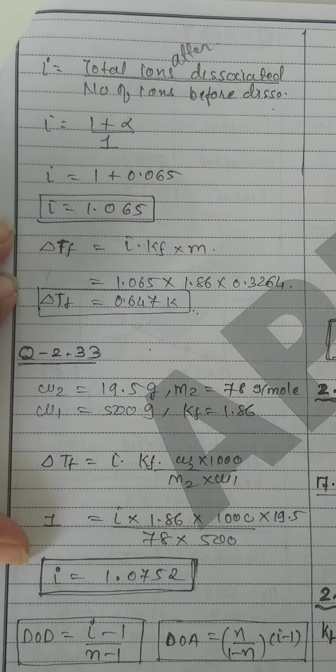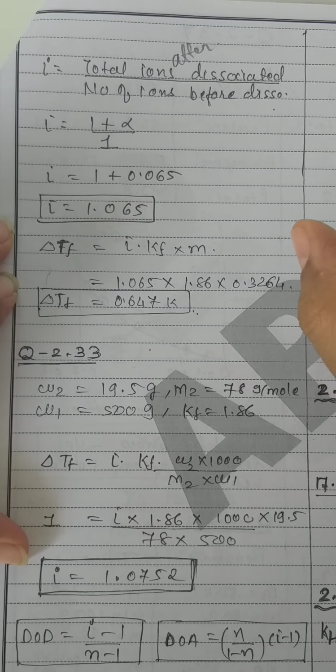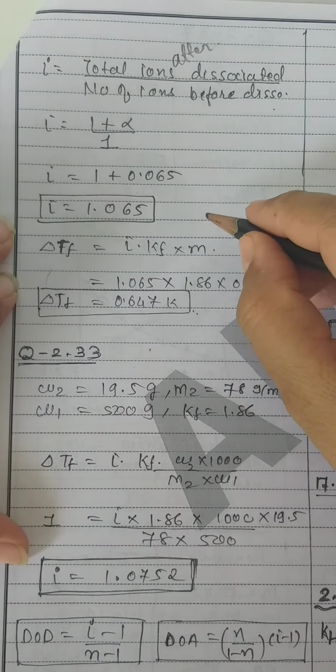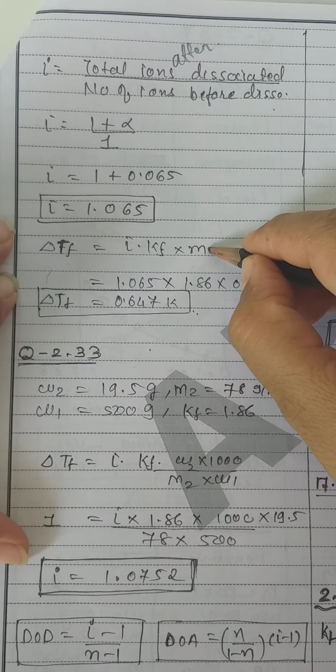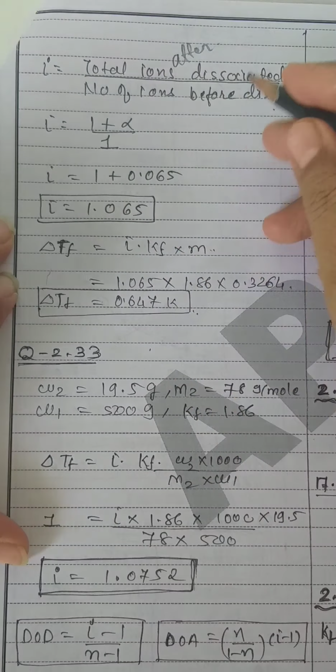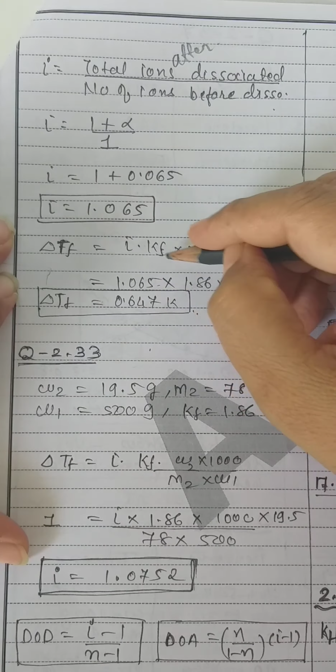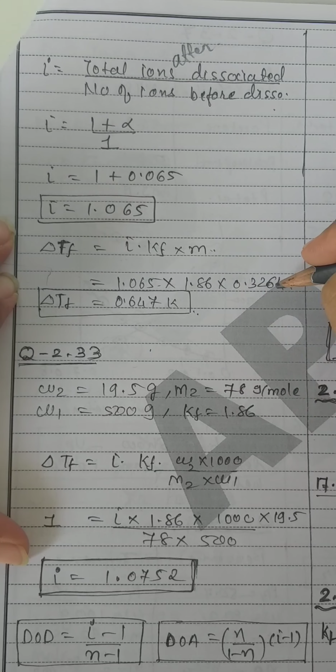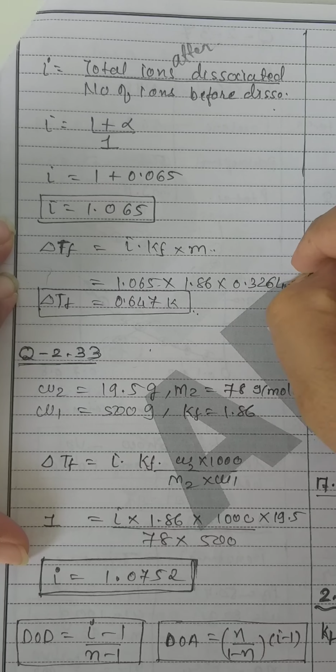Now why do we have to do all these things? Because we want to find the depression in freezing point. The formula for the depression in freezing point is i into Kf into m, molality. So i we have to calculate, that we calculate from here. Kf is given in the question and molality we calculate, that is 0.3264.